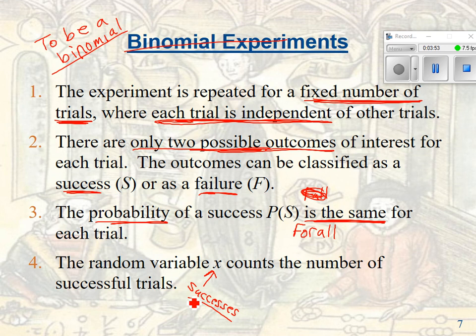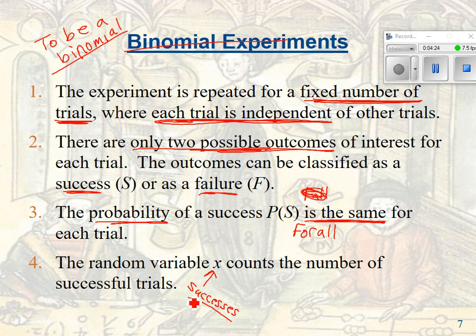Now you got to be careful with that because there'll probably be problems where they say, if the patient dies, consider that a success. Or find the probability of if the patient dies. Well, that's not really a success if they die, right? So it's sort of turning it around. But those four things is what makes something a binomial.